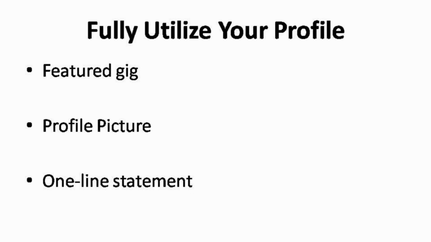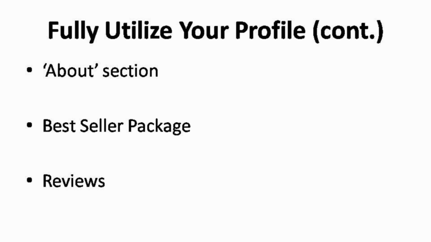This leads to the one-line statement in your profile. There is a new feature on Fiverr which allows you to write a one-line statement under your profile name to describe yourself. The next part is the About section on your profile page. The About section is there for you to build up your reputation and credibility. Use it to tell your visitors about what you can offer them and what you're passionate about.